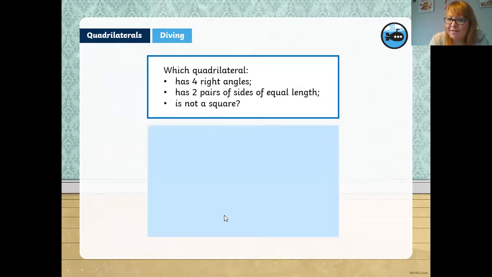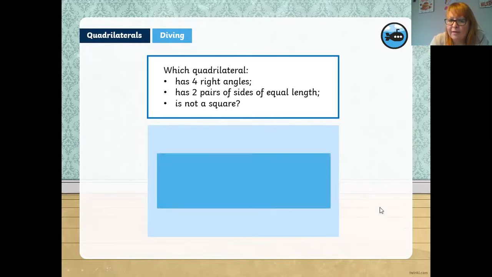Then you'd be right. Which quadrilateral has four angles, two pairs of sides of equal length, and is not a square? What do you think? That's right, it's a rectangle.